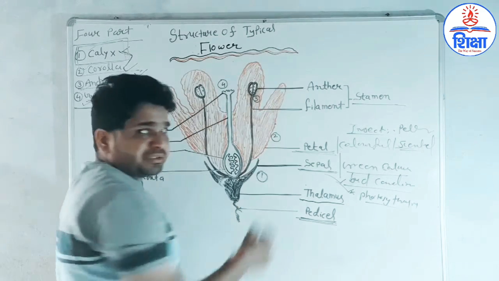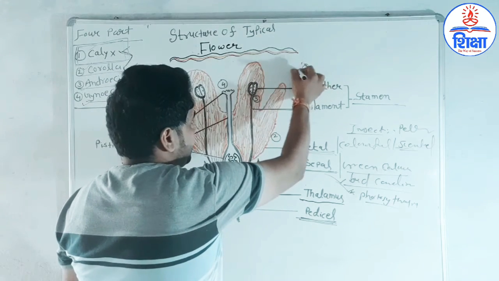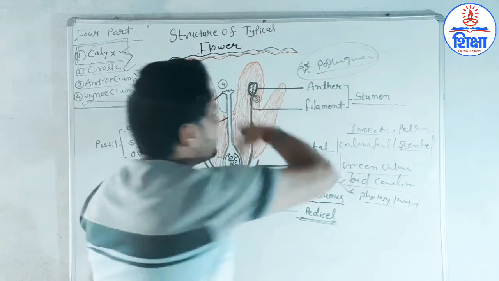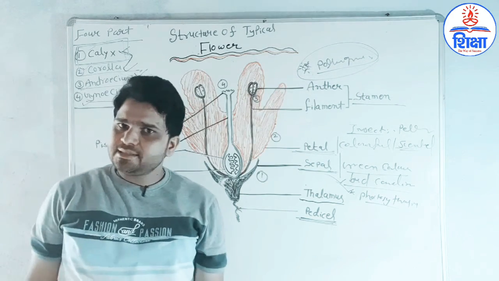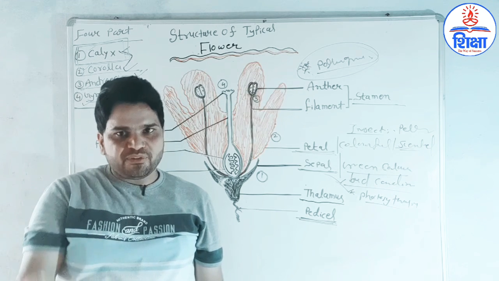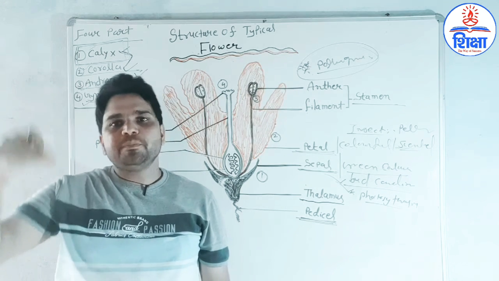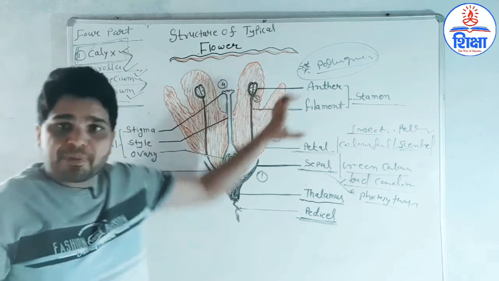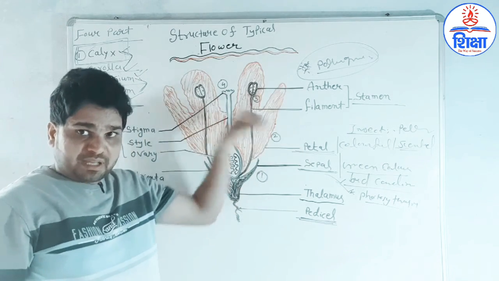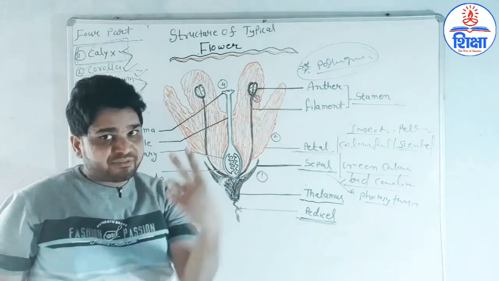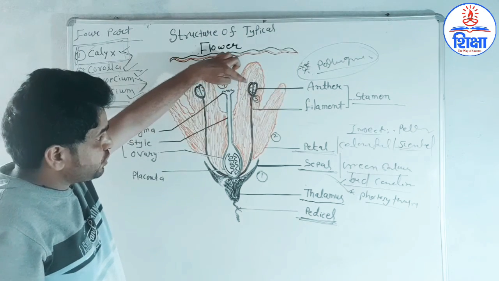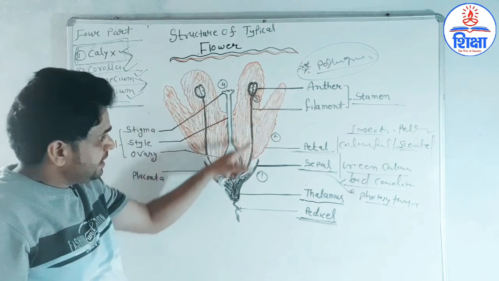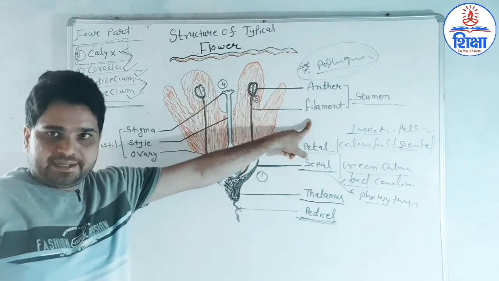Students, the anther produces pollen grains. Pollen grains are male gametes of the flower, just like sperm or male gametes of human beings. It is an important part of the flower. It is a male part of the flower, and the unit of androecium is called stamen. It is made up of two parts. The terminal and swollen part is called anther, where pollen grains are produced, and the stalk-like structure is called filament.